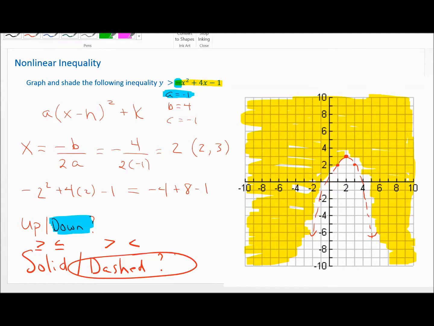Now I've got it shaded. I'm certain it's shaded right, but we're just going to test a point. So for example, the point 0, 4. Because I've got it shaded, it's sitting right here, because I have that point shaded, it should make this inequality true.